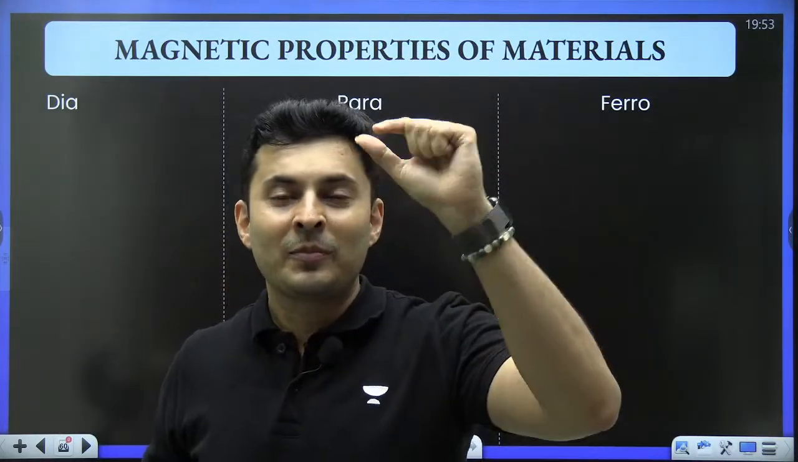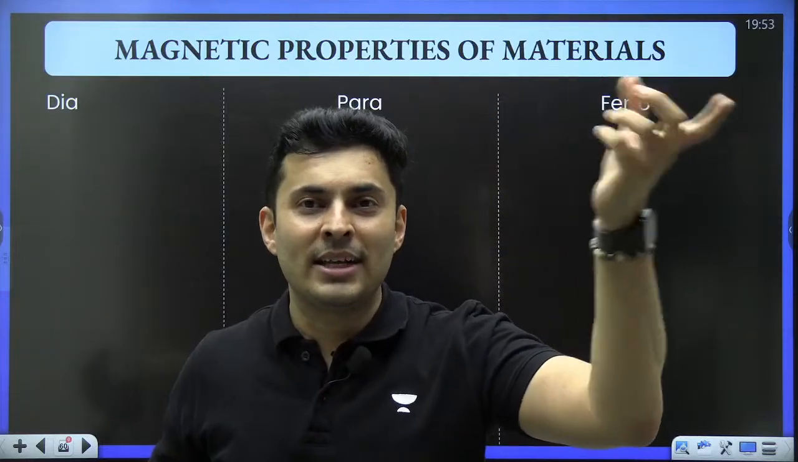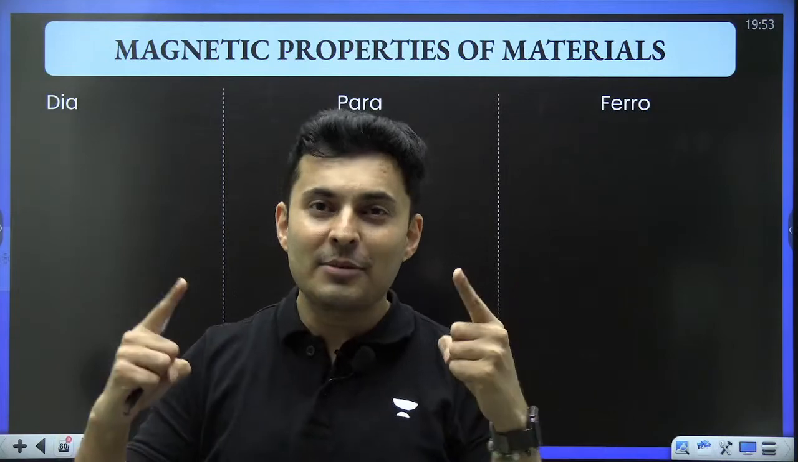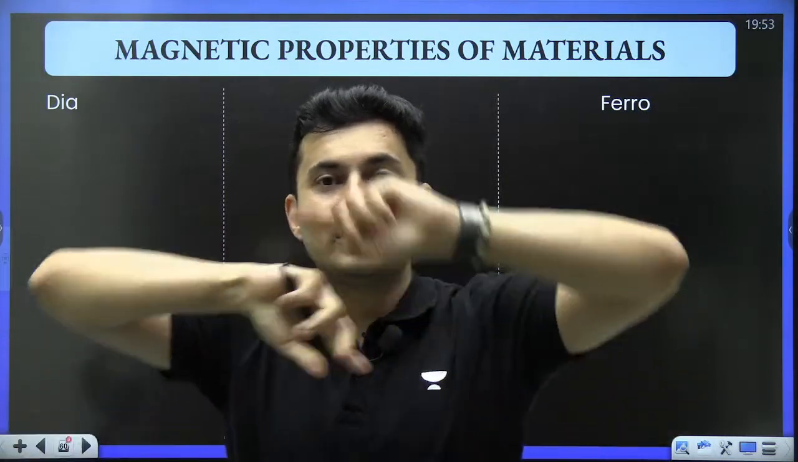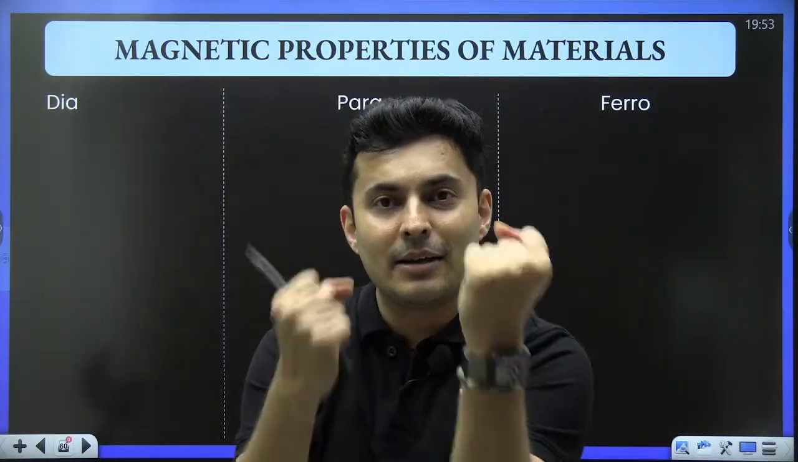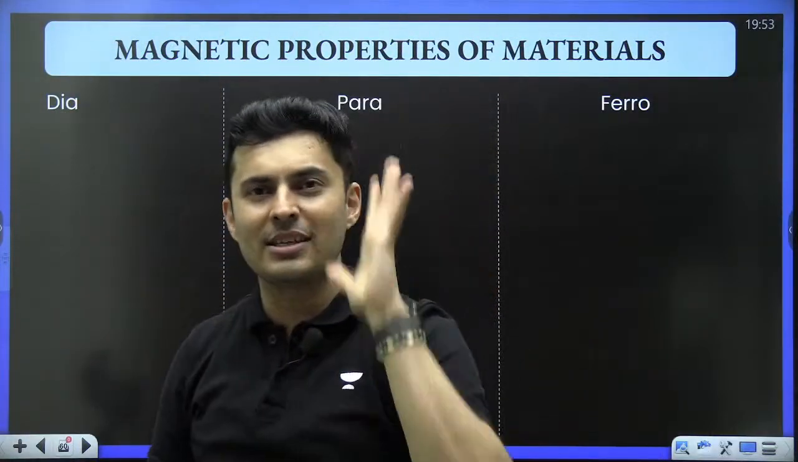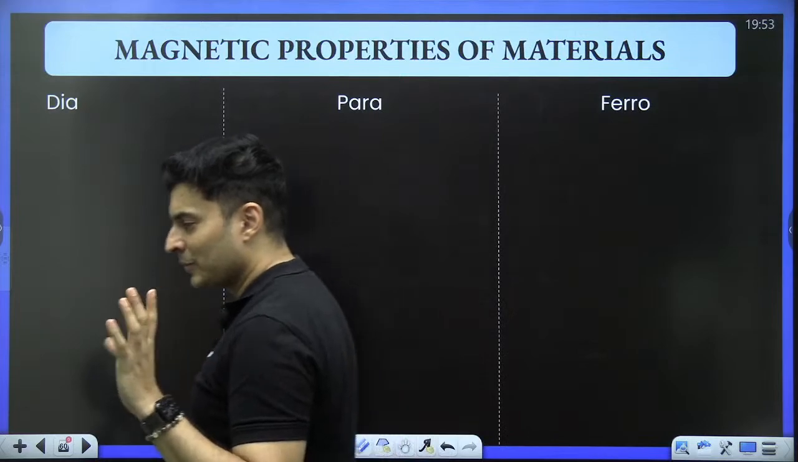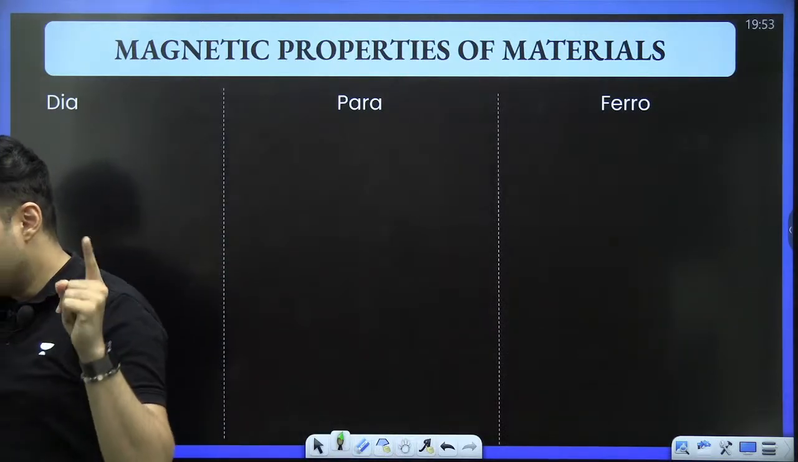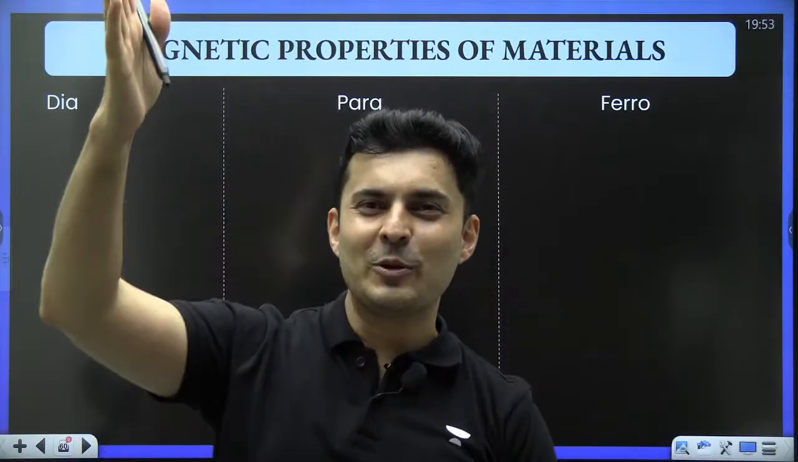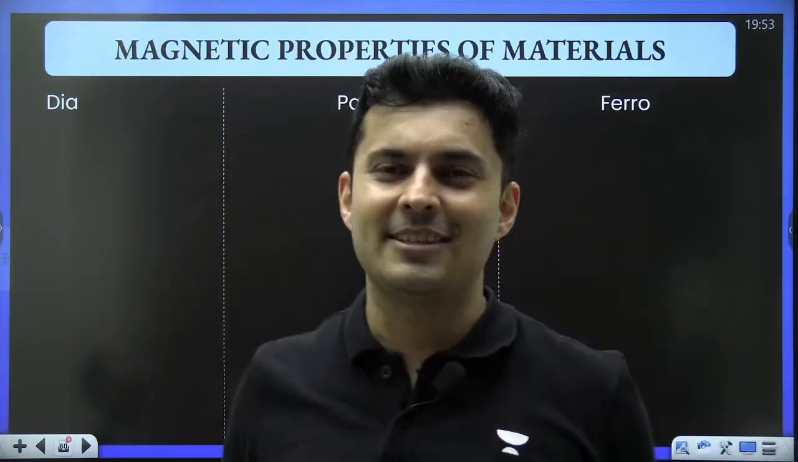All the people in the classroom are like small magnets. Each magnet is oriented randomly. So the total magnetic moment of the class will be zero. Yes or no? The total magnetic moment of the classroom will be zero because everybody is random. One is looking here, one is looking there. So it will all cancel out.